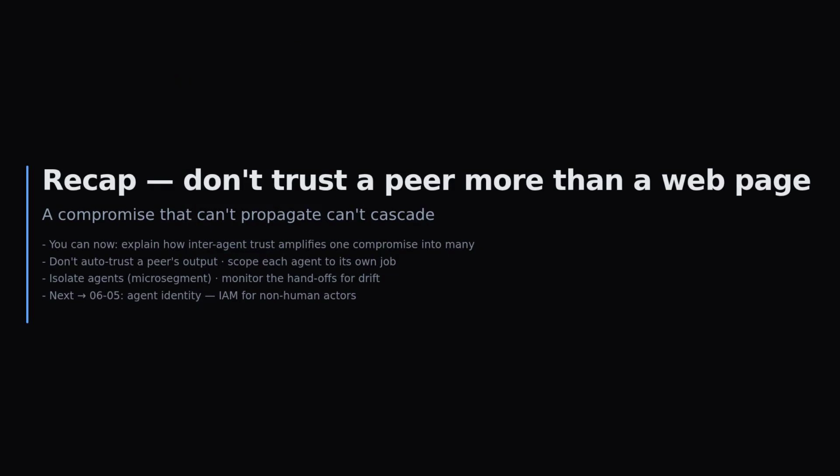So the cascade comes from trust. One agent's output is another's input, and blind trust turns one compromise into many. The fix is the zero trust posture, applied between agents. Treat a peer's output as untrusted data, not instructions. Scope each agent to its own job, isolate them so a breach can't spread, and monitor the handoffs for drift. Next, the thing that makes all of this enforceable, giving each agent its own identity. Break it on the board, not in prod.